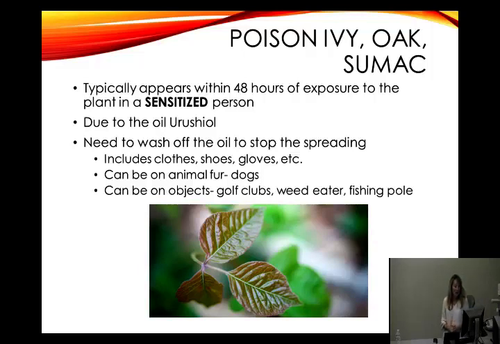Some ways to help is if you think you've been in contact with poison ivy, oak, or sumac, wash things off as soon as you can. Soap and water wash. That will help to get the oil off of you, which will stop the spreading. That oil can get onto clothes, shoes, gloves. So let's say one day you were out weeding flowers and you got that urushiol on your gardening gloves. You put them away, you took them out 3 weeks later, put them on again, you touched them to put them on. Guess what? Your hands were just exposed.